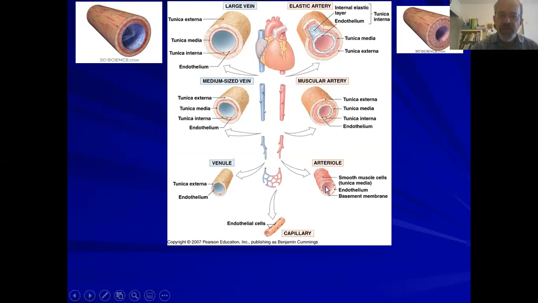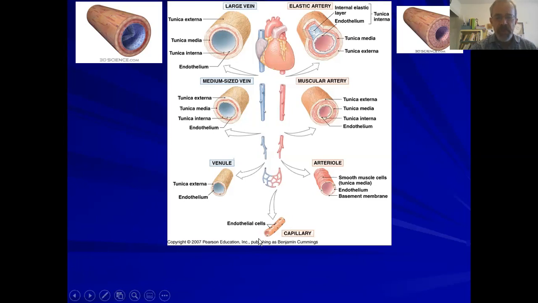If we look at, by comparison, the venule, it also only has 2 layers, but it's different. The venule is lacking the tunica media, so there's absolutely no muscle. It just has the endothelium, which is the tunica interna, and the tunica externa. So that's the difference between those 2. And like I mentioned, I'm going to describe the significance of these.